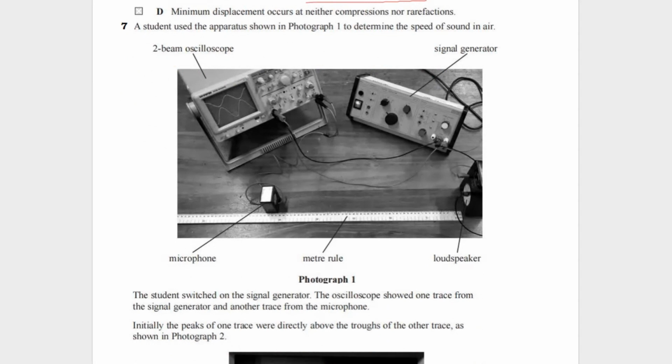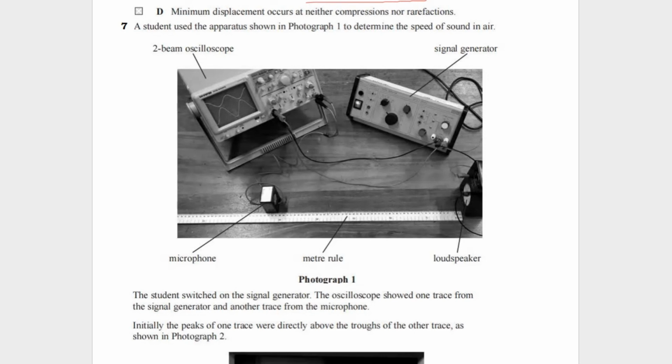So question number 7 is, a student used the apparatus shown in photograph 1 to determine the speed of sound in air. This is one of the experiments also given as your core practicals. So here there is a 2-beam oscilloscope, a signal generator, a microphone, and a loudspeaker. The microphone will be receiving the sound that is created from the loudspeaker. The student switched on the signal generator. The oscilloscope showed one trace from the signal generator and another trace from the microphone.